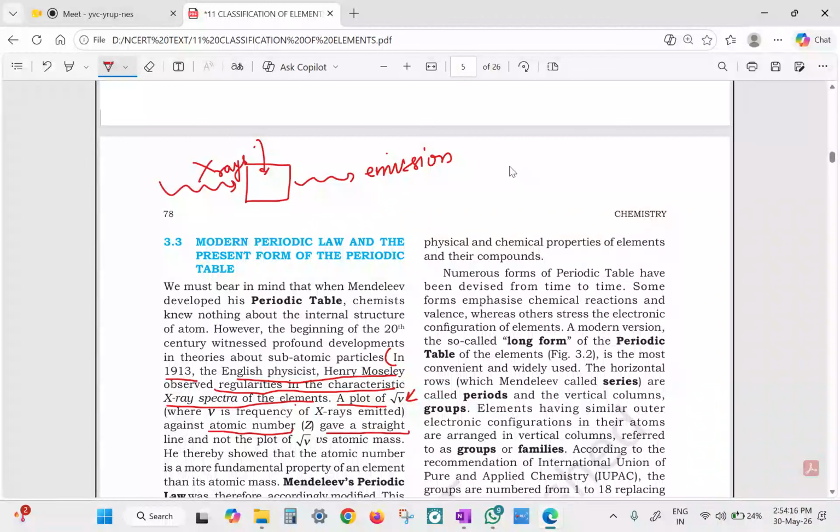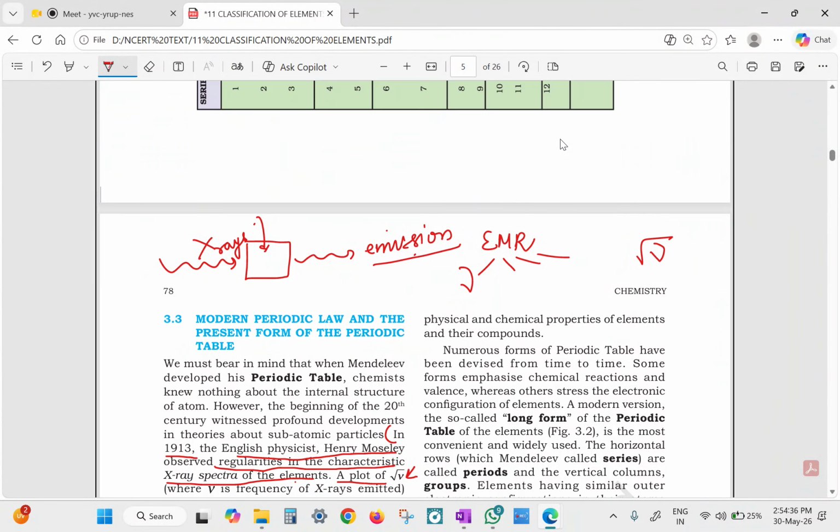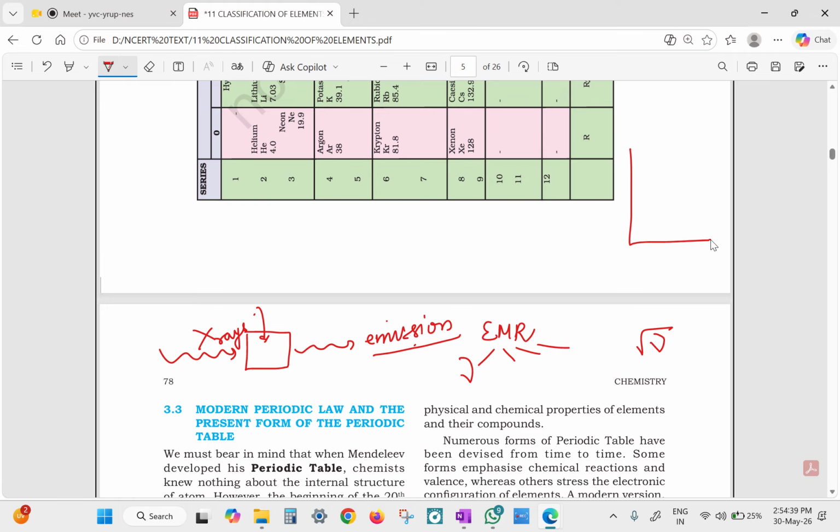The emission spectrum is a line spectrum comprising of some electromagnetic radiation of certain discrete frequencies or certain discrete wavelengths. So when the square root of the frequency found in the emission spectrum of the element was plotted against the atomic number, in the X-ray spectral study, it was found to be almost a straight line.